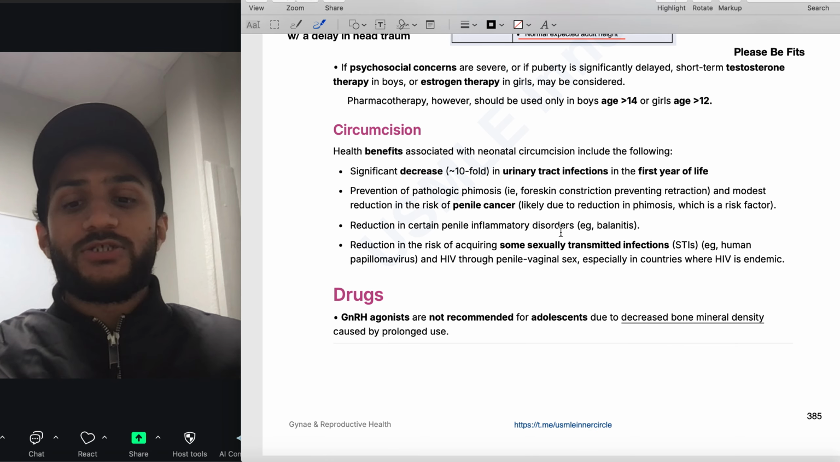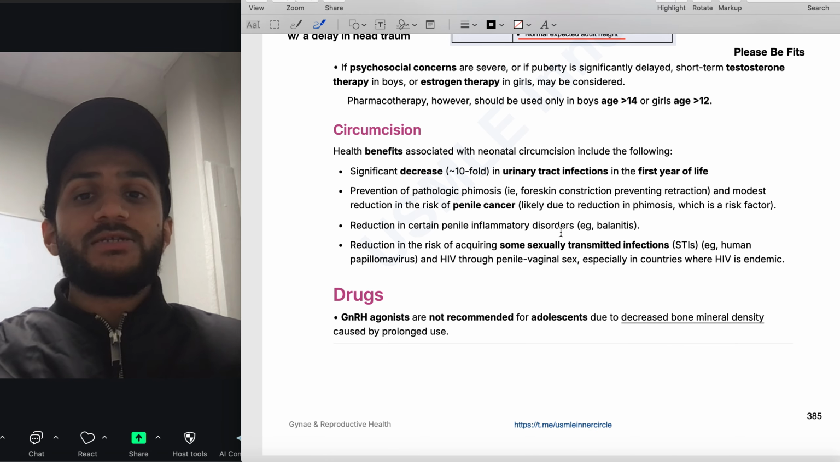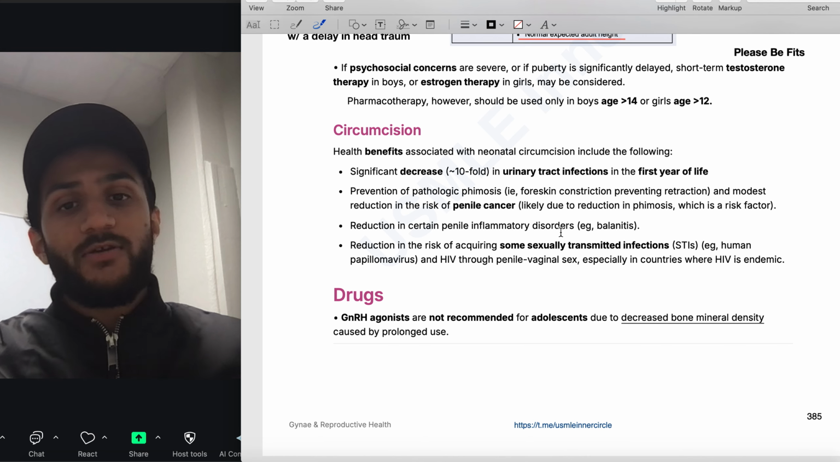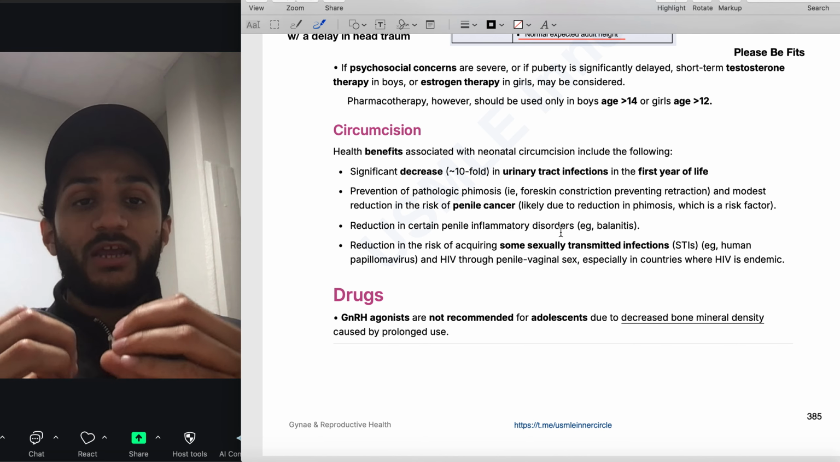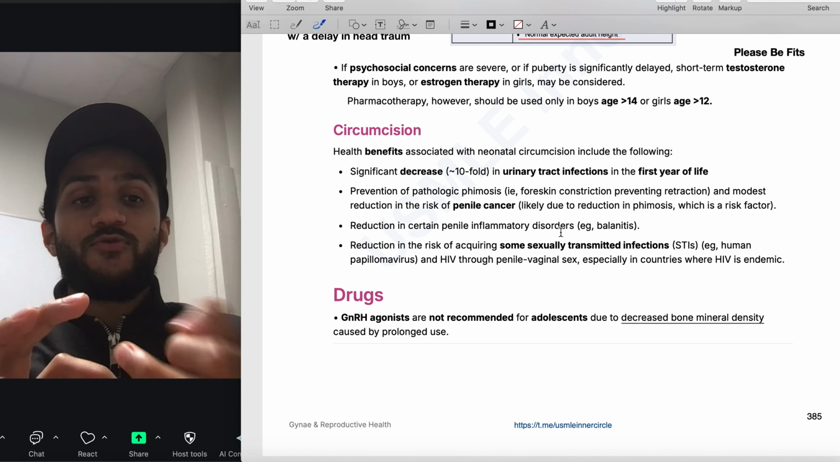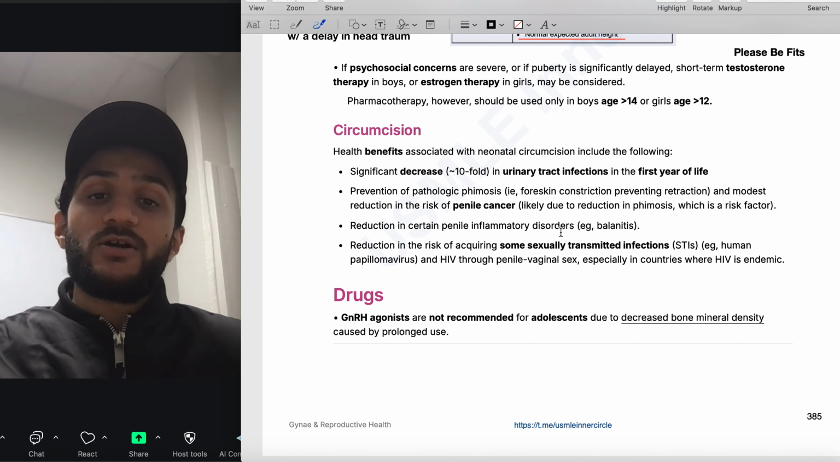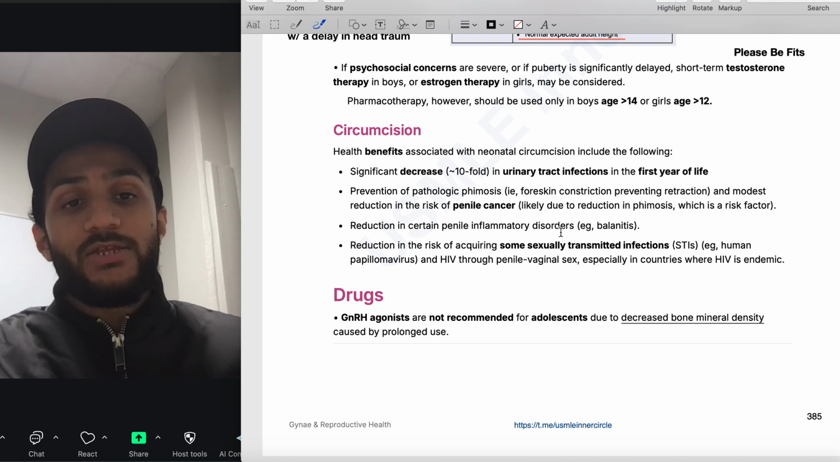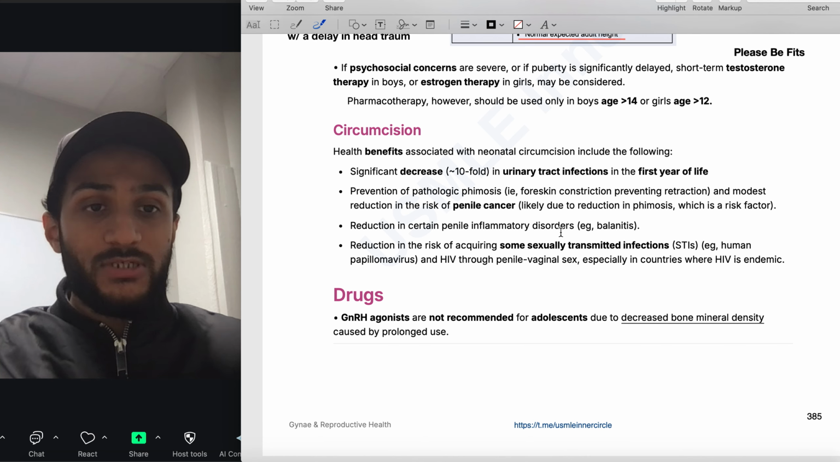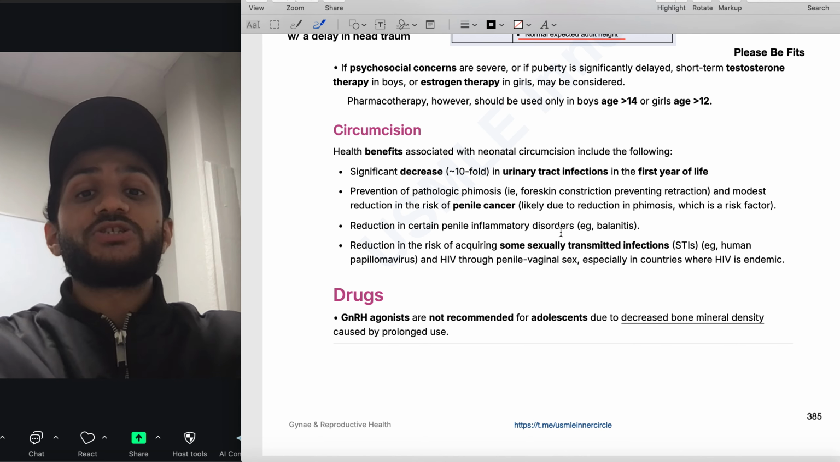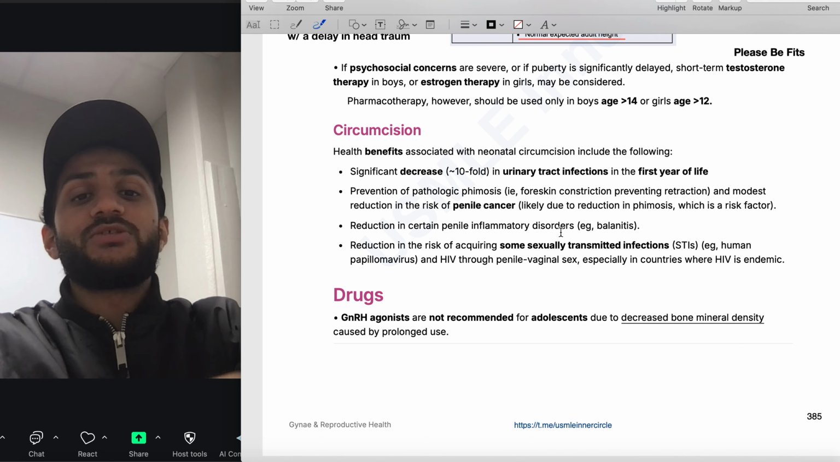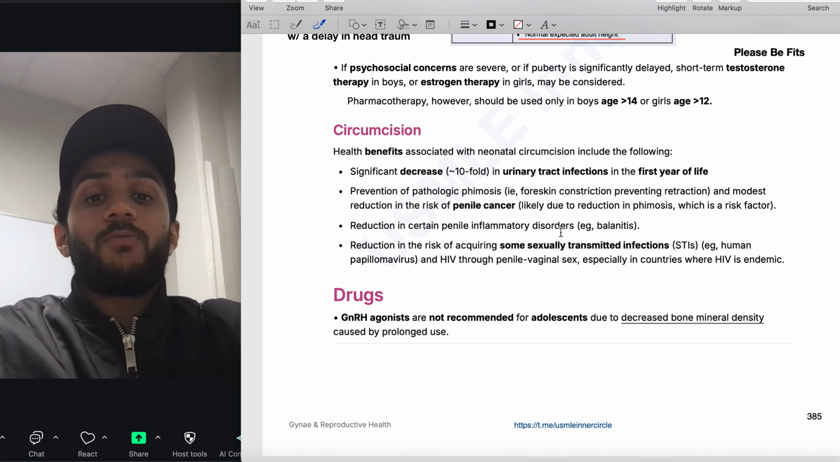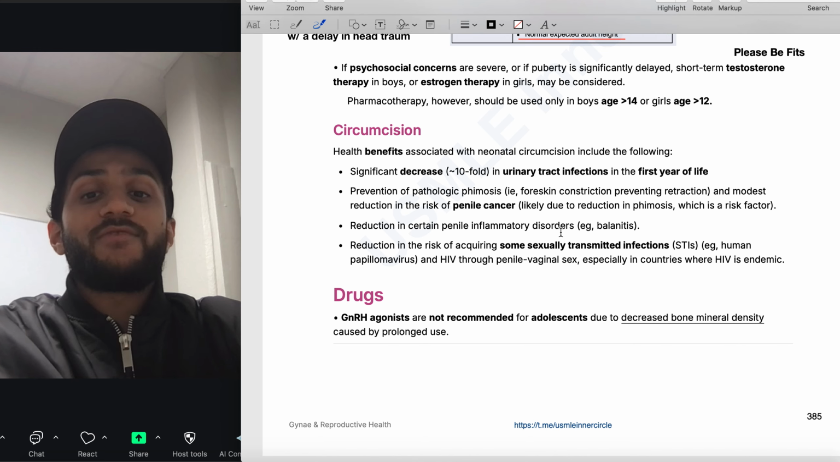Circumcision, there are some health benefits for this. It decreases the amount of UTIs in the first year of life. Prevention of pathological phimosis, which basically means the foreskin constricts and prevents retraction, and reduction in penile cancer, likely due to reduction in phimosis, which is a risk factor. Reduction in certain penile inflammatory diseases, balanitis. Reduction in the risk of STIs, for example, human papillomavirus and HIV through penile-vaginal sex, especially in countries where HIV is endemic.